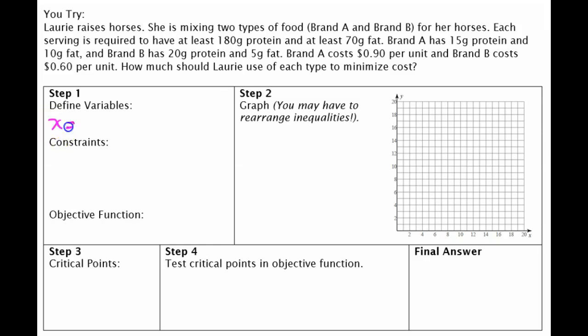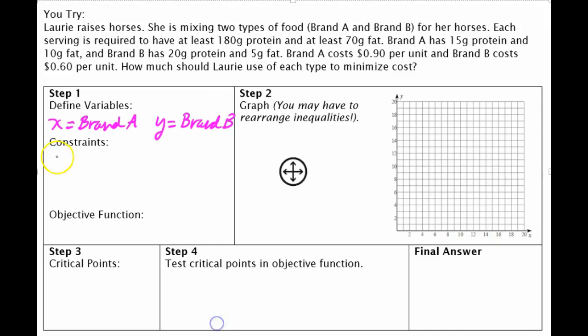So I'm going to let X equal the units of brand A food, and Y is going to equal the units of brand B food. For my constraints, we have those two that are kind of our automatics. You can't have a negative unit of food. And then as far as the other two constraints go, it's a little bit tricky for this problem.